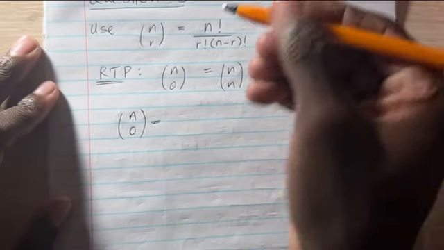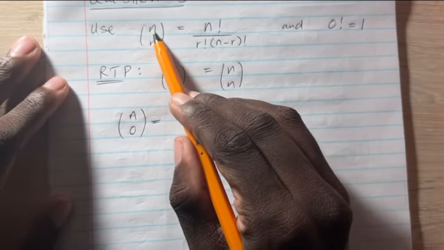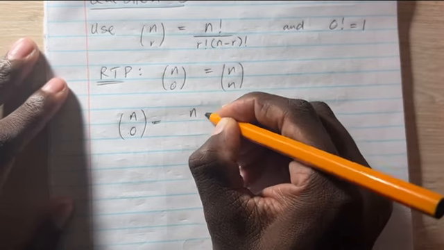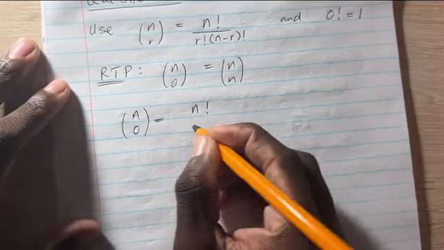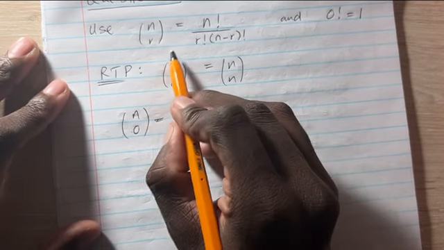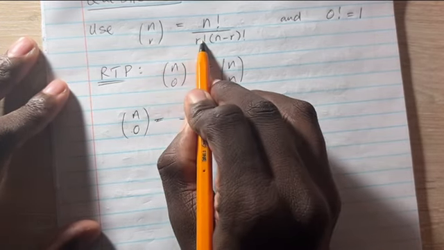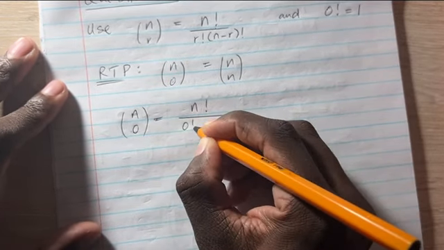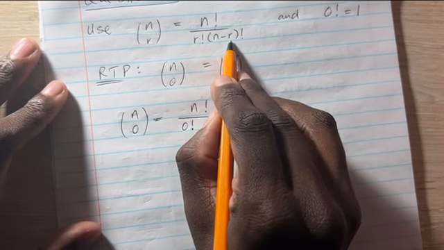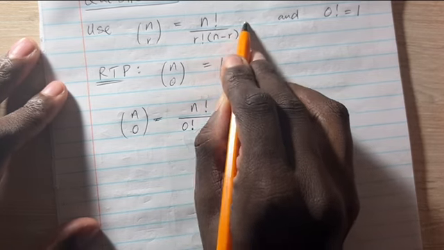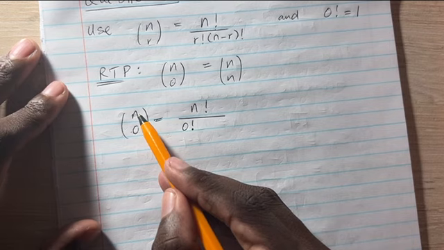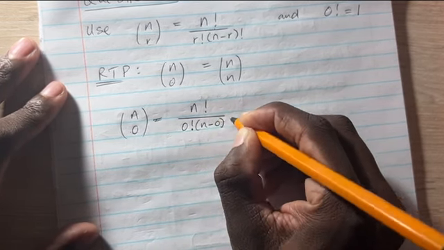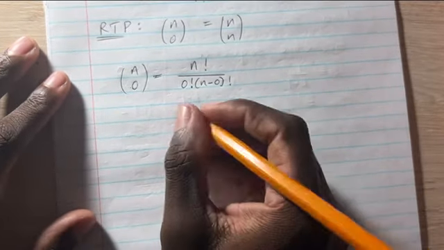n choose 0. Let's apply this. You take the one at the top, you put it at the top again of the fraction, and factorial. This is n factorial. Divided by, you take the one at the bottom and put it as a factorial there. So here I have to take 0 and put it as a factorial. Now I say n minus r, the top minus the bottom, factorial. N minus 0, factorial.